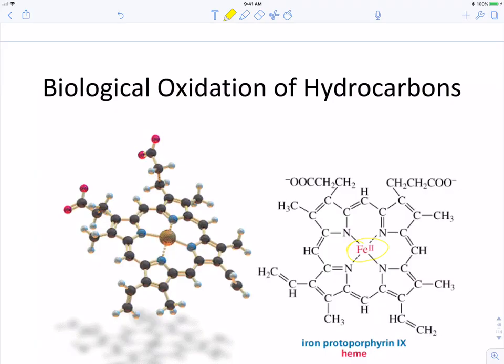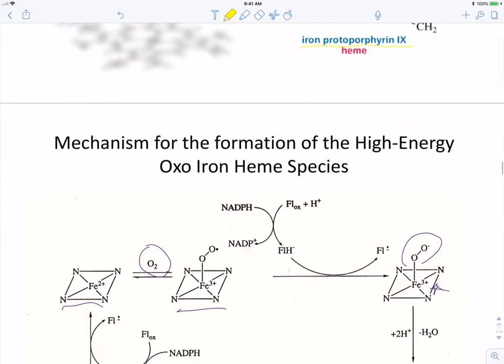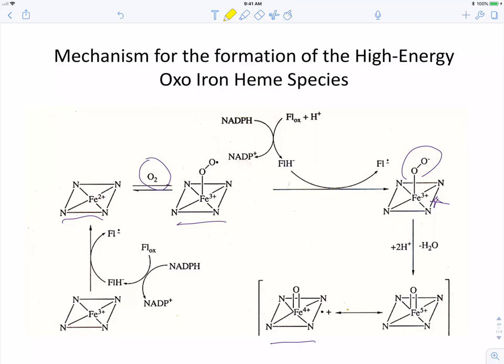Let's have a quick look now at what the heme groups look like. It is iron protoporphyrin 9, and so at the center of it contains an iron, as I said, in the resting state. That will be an iron 3. And let's look at how compound 1, so the active species, is generated. This is the active species, and in particular this iron 4 adduct.